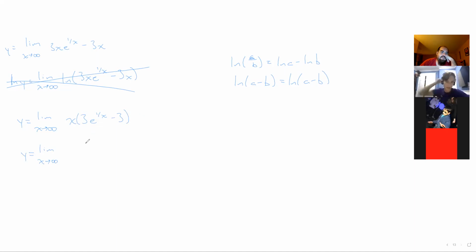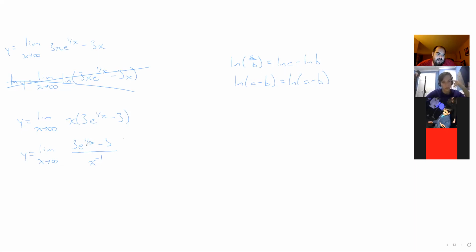Yeah, so you could rewrite it. So it'd be 3e to the power of 1 over x minus 3, over x to the power of negative 1. There you go. So now what we have to do is make sure that this is an indeterminate form. So what happens to the numerator as x goes to infinity? I'm not entirely sure. I forget.